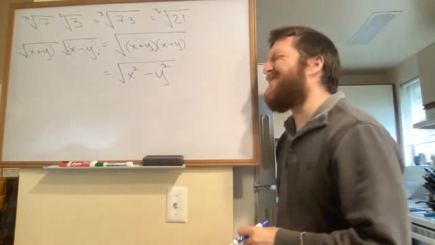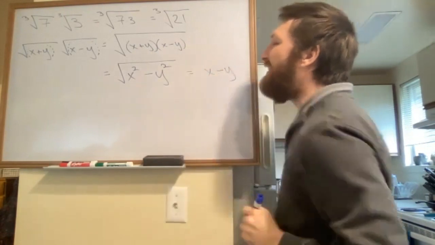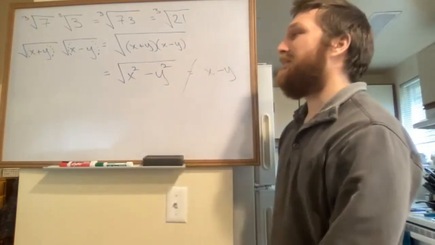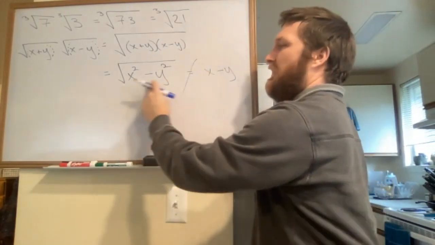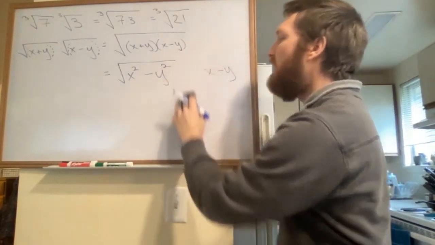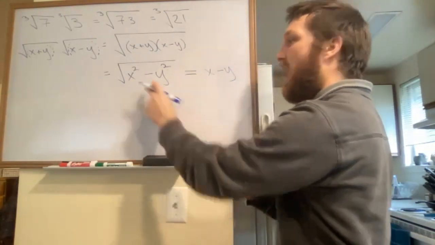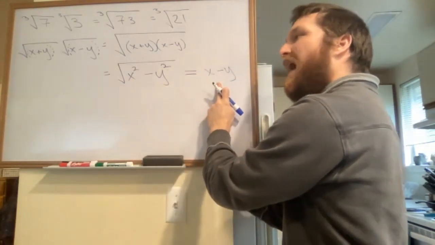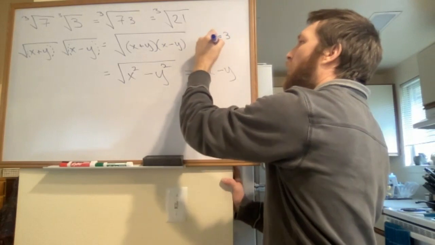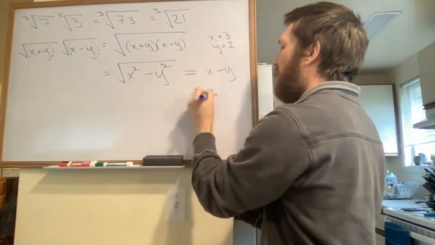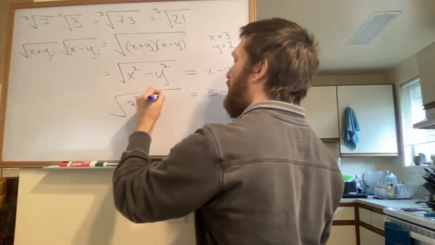Now, do not make the mistake of saying that this equals x minus y, because that's not true. I've seen so many people make this mistake. This is not a perfect square. This does not work. Let's prove that to ourselves. Let's suppose that x equals 3 and that y equals 2. Over here, we would have 3 minus 2. Over here, we would have the square root of 3 squared minus 2 squared.